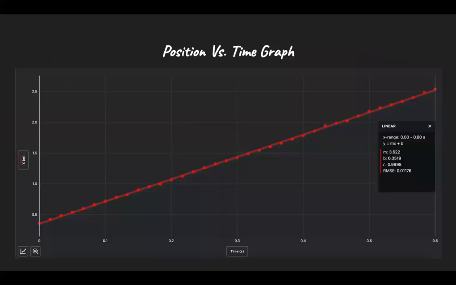Similar to our first position versus time graph, this graph also shows that the skateboard is moving constantly in a positive direction over time from its initial position.